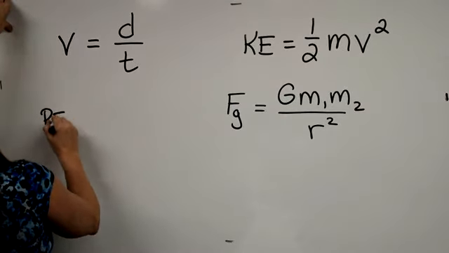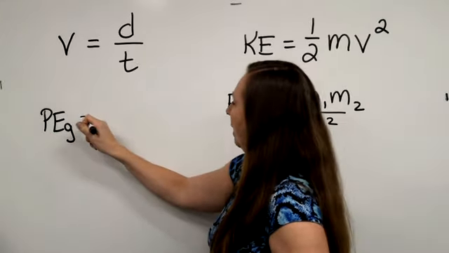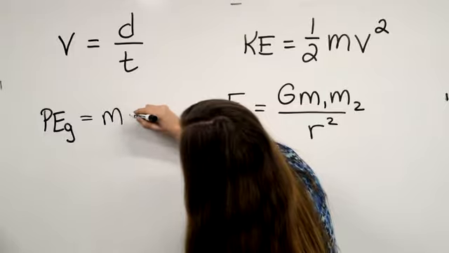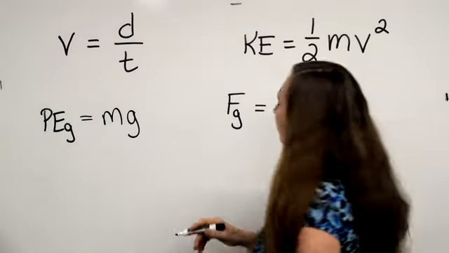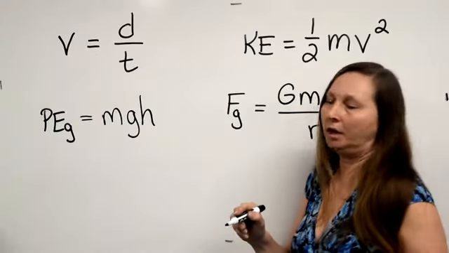The gravitational potential energy, PEG, of an object is equal to the object's mass times the acceleration due to gravity on that planet, for example, or that celestial body, times the height of that object.